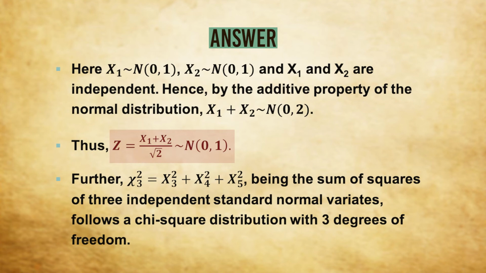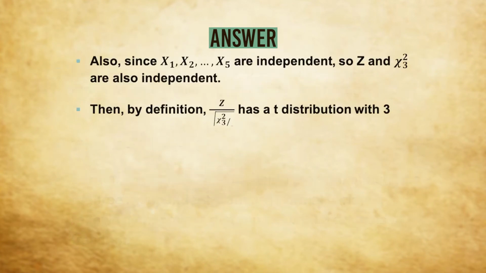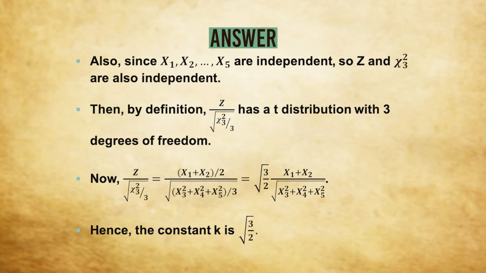So we keep the standard normal distribution in the numerator. Now in the denominator we construct a chi-square variate. We have x3, x4 and x5, which are standard normal. So x3 square plus x4 square plus x5 square will follow a chi-square variate with 3 degrees of freedom. So in the denominator we will keep the square root of x3 square plus x4 square plus x5 square divided by 3. So ultimately we have x1 plus x2 by root 2 divided by root over x3 square plus x4 square plus x5 square by 3. So the constant will come out as root over 3 by 2.